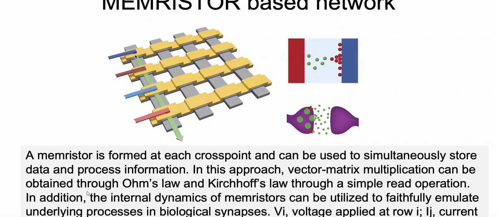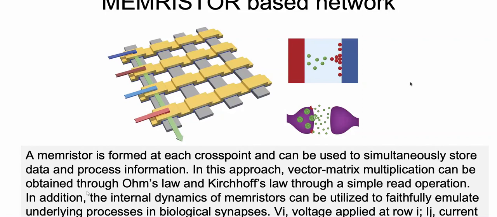In a memristor-based network, you make the interconnects and the memristors in between, and a memristor is formed at each cross point. This is a cross point design and can be used to simultaneously store data and process information. With this approach, vector matrix multiplication can be obtained through Ohm's law and Kirchhoff's law through a simple read operation. In addition, the internal dynamics of memristors can be utilized to faithfully emulate underlying processes in biological synapses. So we can make some very fancy and interesting devices using memristors.